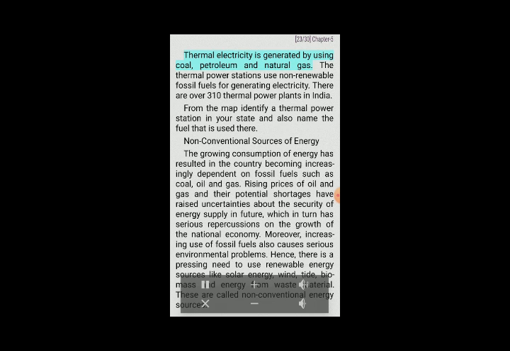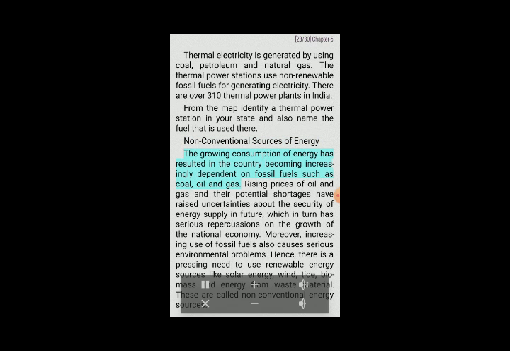Producing hydroelectric power. Thermal electricity is generated by using coal, petroleum and natural gas. The thermal power stations use non-renewable fossil fuels for generating electricity. There are over 310 thermal power plants in India. From the map, identify a thermal power station in your state and also name the fuel that is used there.